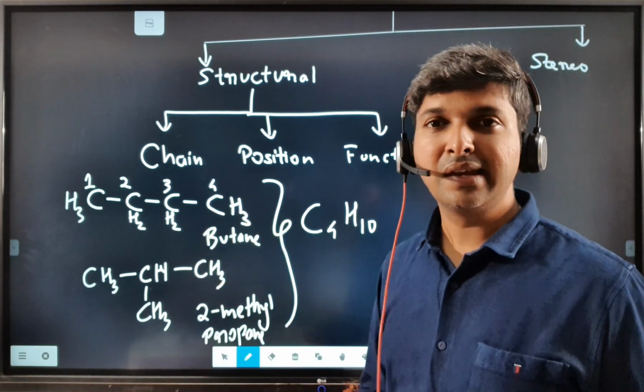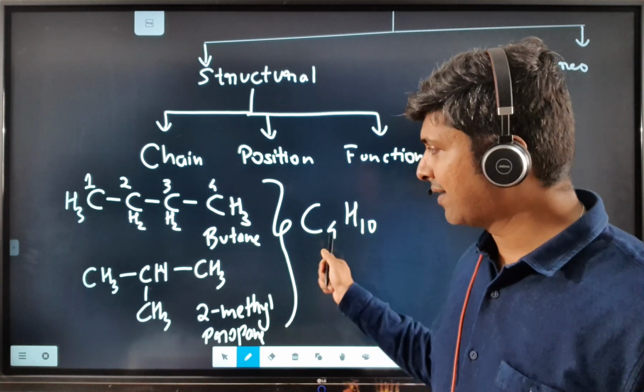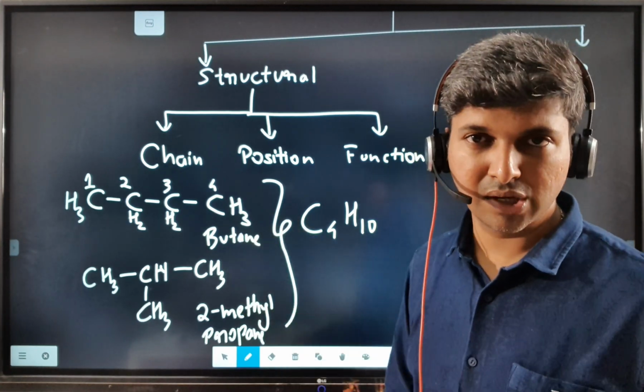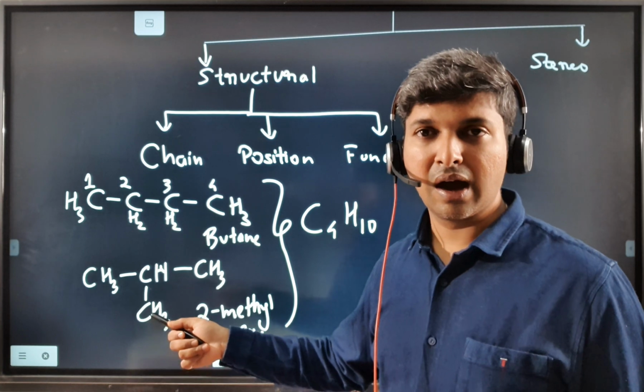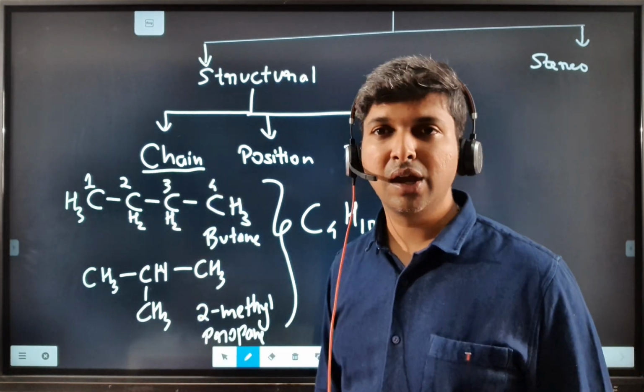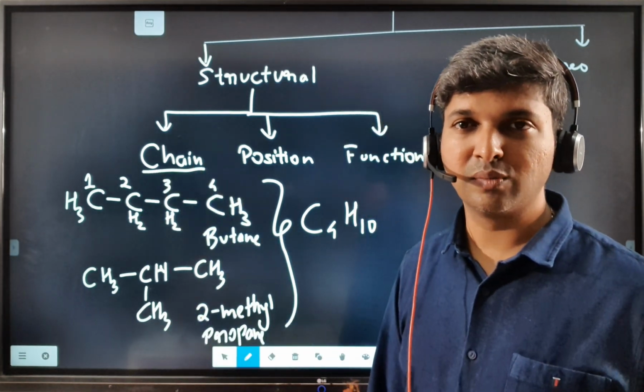So the definition of chain isomers: two structures having the same molecular formula but different branching or different chains of hydrocarbons. Hence they are called chain isomerism or chain isomers.